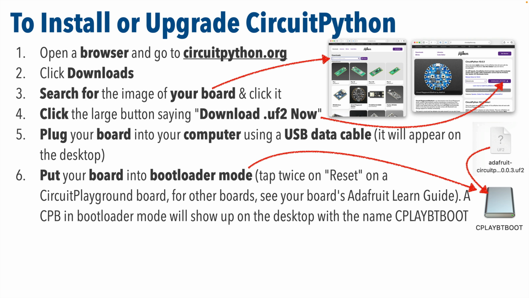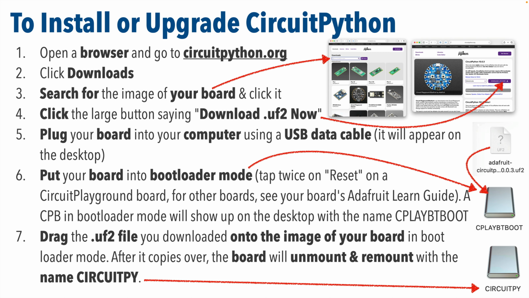If that works, you'll see a ring of solid green lights, and you'll see the board mounted on your computer with the name CPLAYBOOT. It'll be a different name if you have a different board. Then drag the UF2 file that you downloaded onto CPLAYBOOT. That will dismount, and the board will remount with the name CircuitPy, and you're now ready for CircuitPython work.